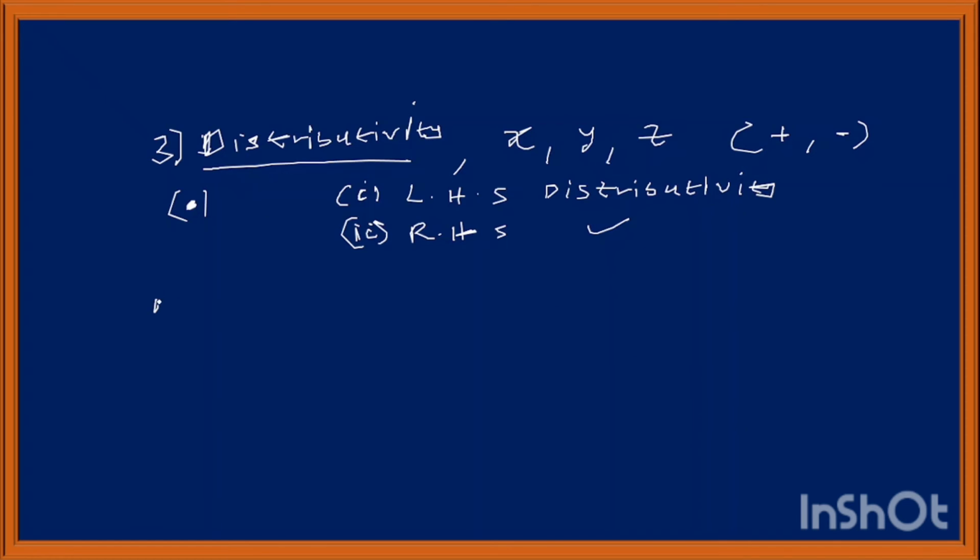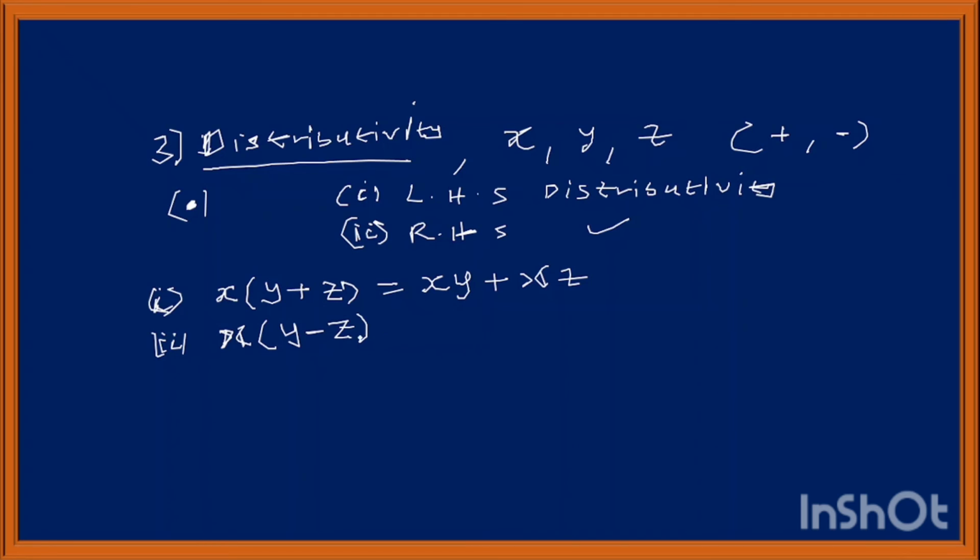So now what does that mean by distributing multiplication? It says x multiplied by y plus z is equal to x multiplied by y plus x multiplied by z. That's for addition. And this is for subtraction. That is x multiplied by y minus z is equal to xy minus xz.